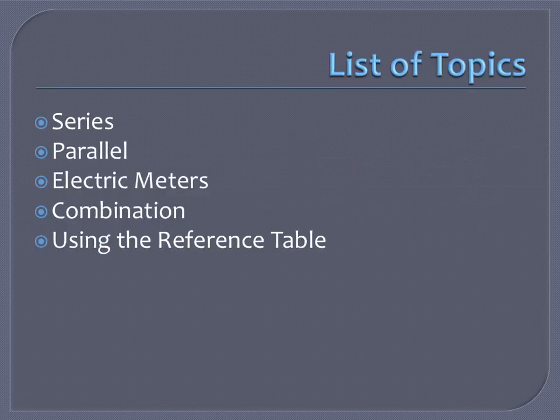Alright, so here's our list of topics. We're going to start with series circuit, parallel circuit. Then we're going to talk about the electric meters, ammeter and voltmeter. And then next we're going to look into the combination circuits and finishing up with some tips on how to use the reference table. Yes, that is a necessary slide, guys.